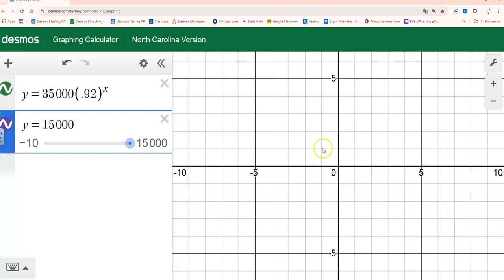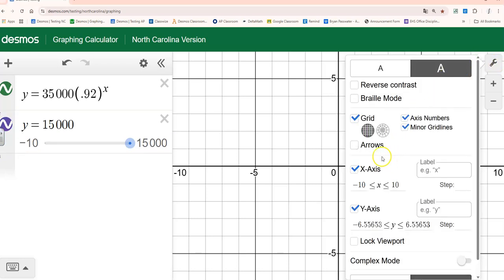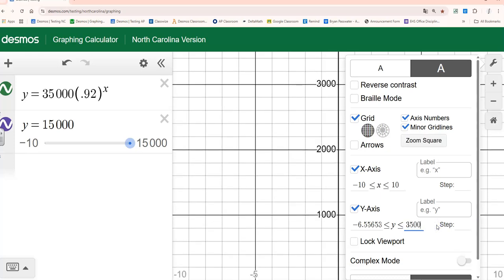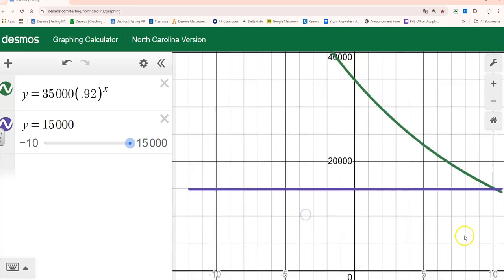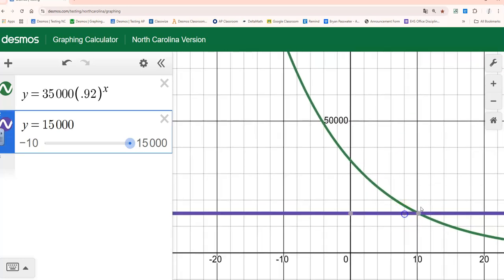So here's what I would do instead. All you really need are more y values for this. So if you hit the wrench right here and see where it says y-axis, go right here. That's the upper bound of your y-axis. Change it to 35,000. And then you can zoom in or out a little bit from there, and you'll have a graph you can see for that. And so, see, we're getting that 10.162 there as well. So if you don't know how to solve it by hand, you certainly could just use the Desmos for it. Okay? Questions?